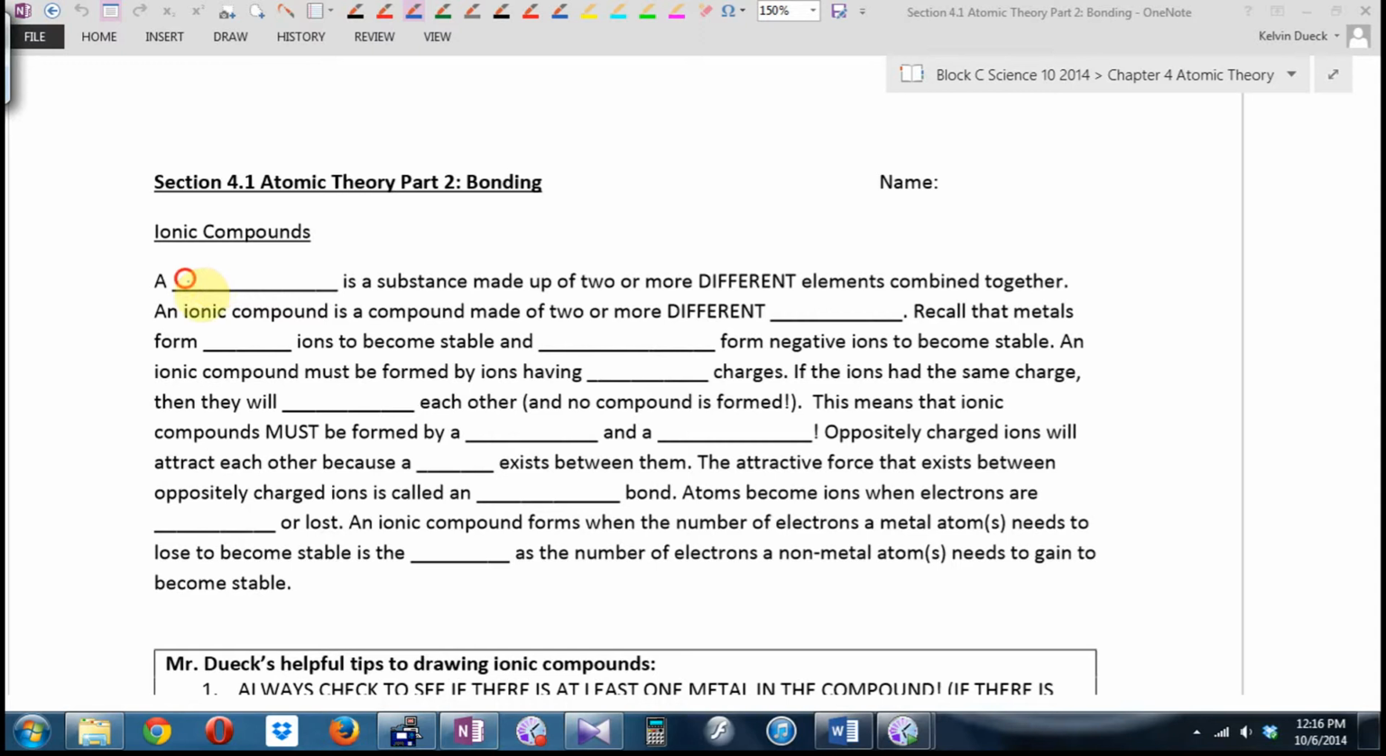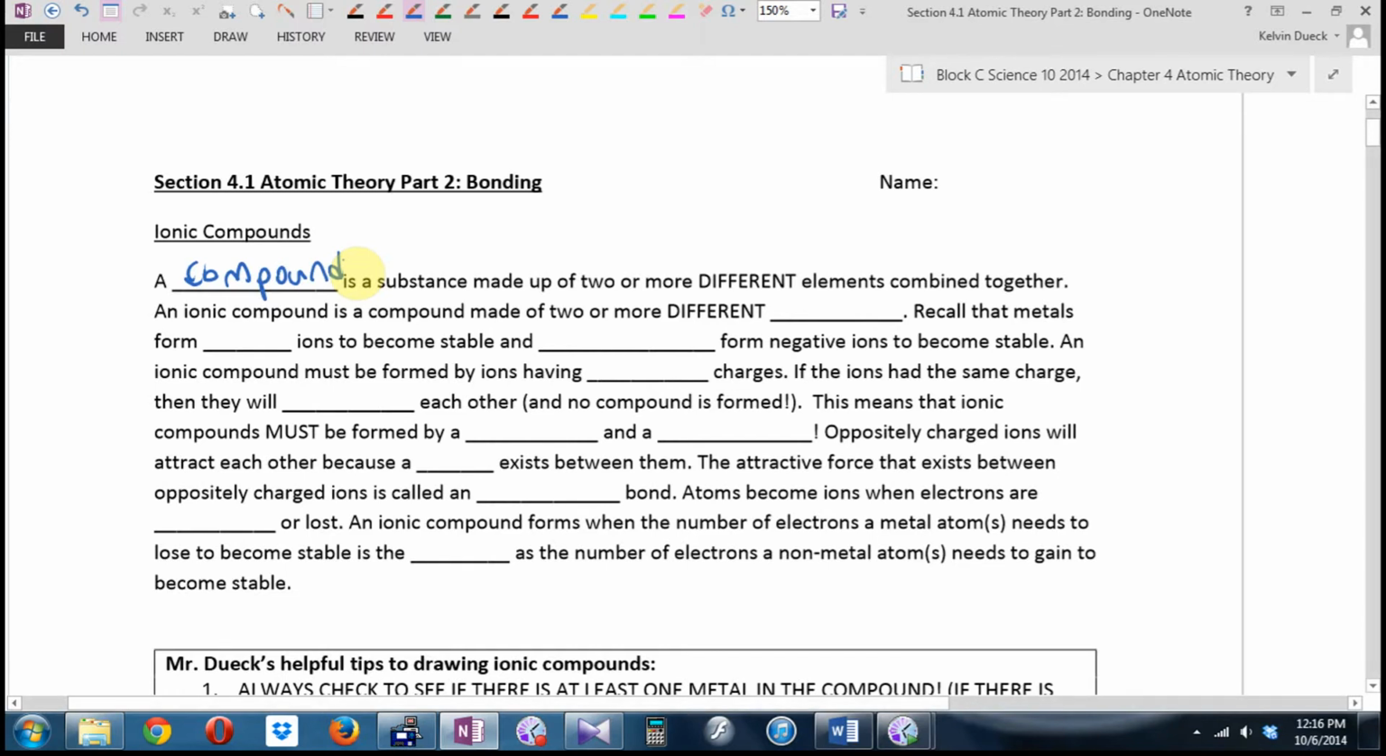First of all, a compound, that can go in the first blank, in case you're wondering. A compound is a substance that's made up of two or more different elements combined together.